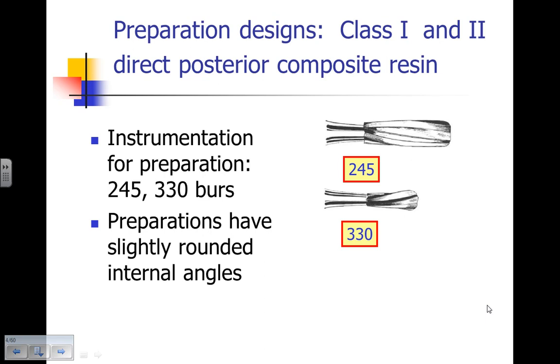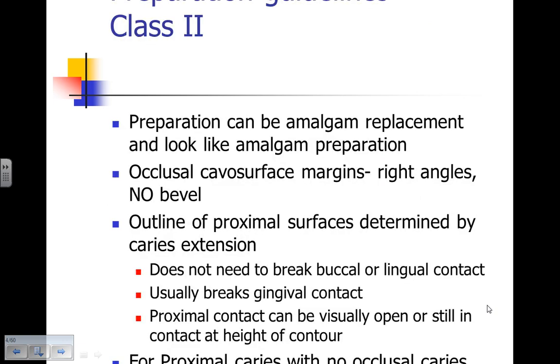Our preparation design for our Class 1 and Class 2 direct composite resins utilizes a 245 or a 330 burr. In the case of a very deep proximal box where we can still get the isolation with the dam, we might be using a 556 cross-cut Fisher burr. The preparation can be an amalgam replacement. It can look like an amalgam preparation.